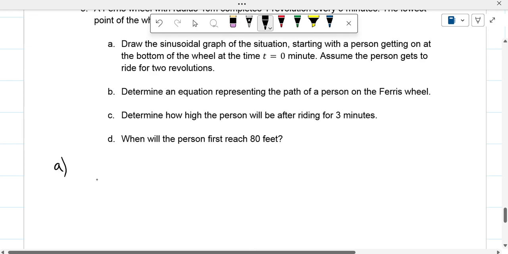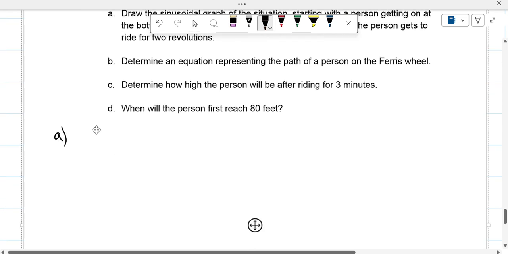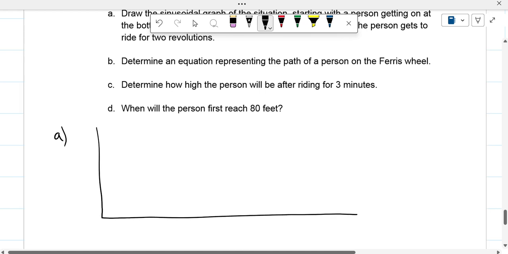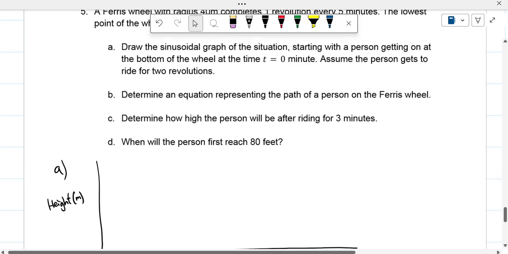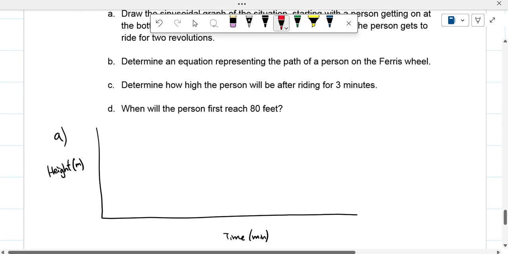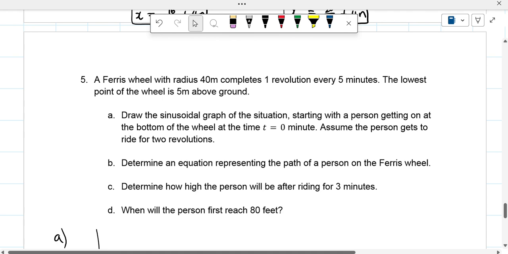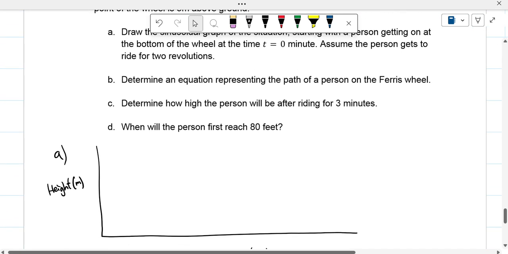Let's try to graph this thing. So I have no idea about what the period is, what the amplitude is, but I think I can still try to graph something. So this will be the height in meters, and then it's going to be time in minutes. So apparently we start with the person getting on at the bottom of the wheel at t equals 0. So we want to plot that point first. Well, the lowest point of the wheel is 5 meters above the ground, so that seems like the entrance level of the wheel. So let's plot the point like this, and it's going to be (0, 5) at this point.